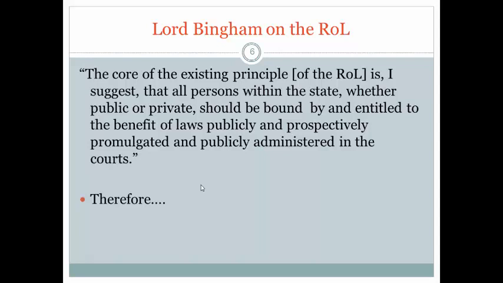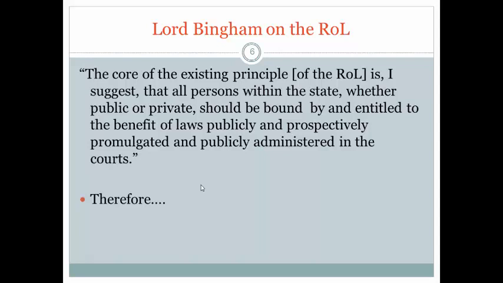Now, this is a quote from Lord Bingham's article in which he says, the core of the existing principle of the rule of law is that all persons within the state, public or private, should be bound by and entitled to the benefit of laws publicly and prospectively promulgated and publicly administered in the courts. So this for Lord Bingham is the essence. Everyone, there is equality before the law, whether you're public or private. You are bound and you may benefit from the law. That law must be known to you and it must be administered in the public courts. Make sure that you understand all these different terms that are used here.